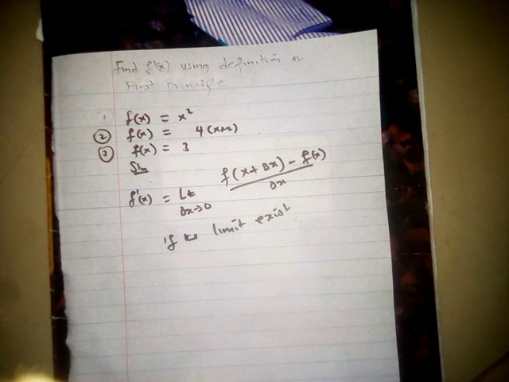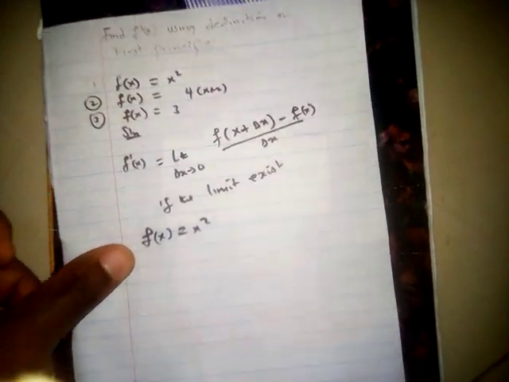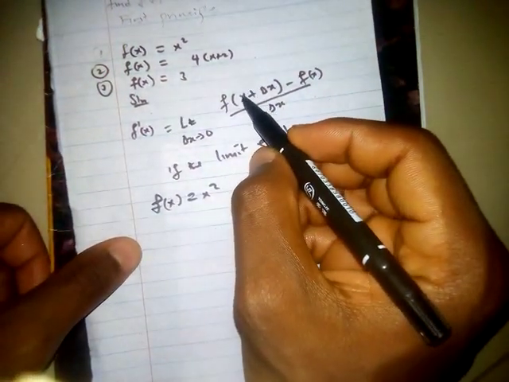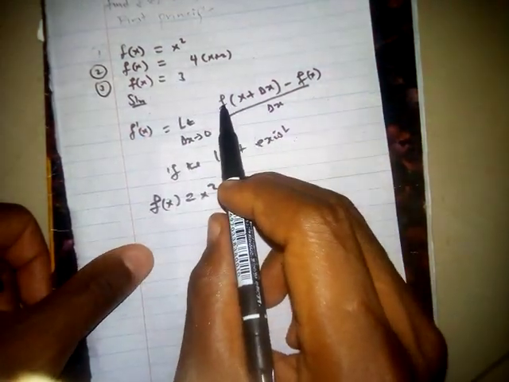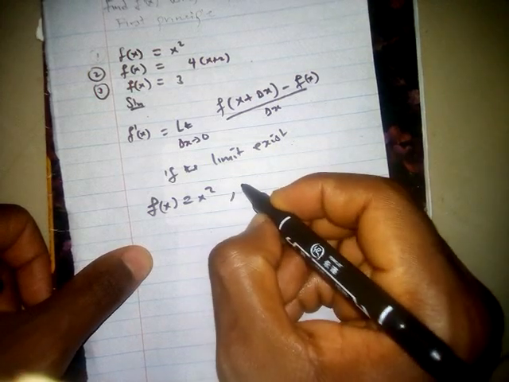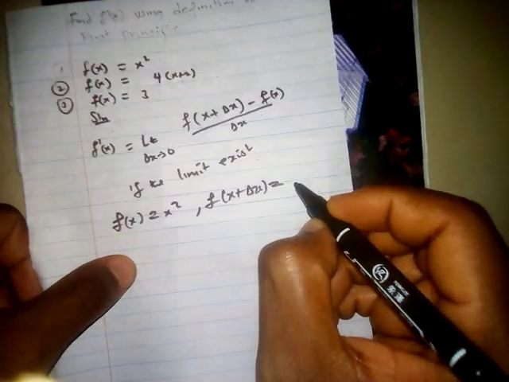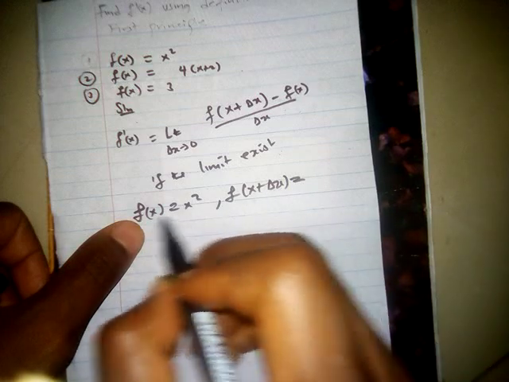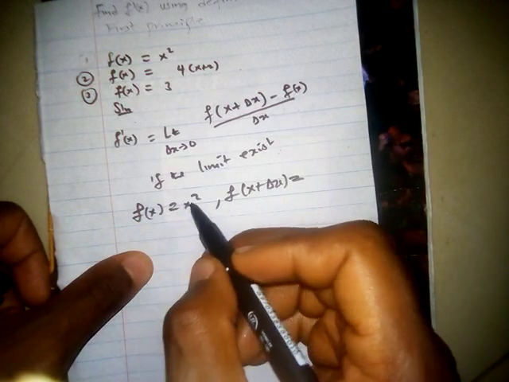So here we have f of x is equal to x squared. We want to solve this using the definition. Remember that our f of x in question is x squared, so what we are looking for is f of x plus change in x. When we're given this kind of function and I want to find this, it means that anywhere I see x, I put x plus change in x.